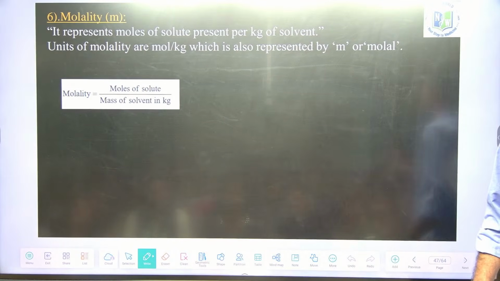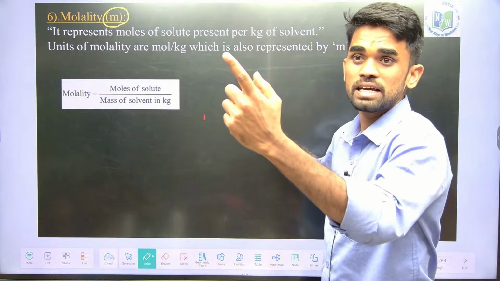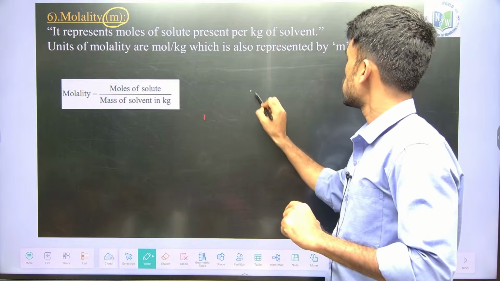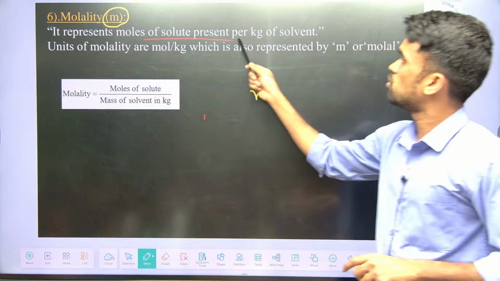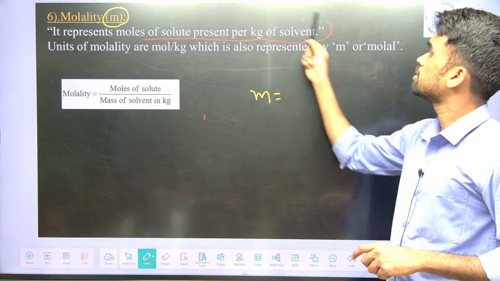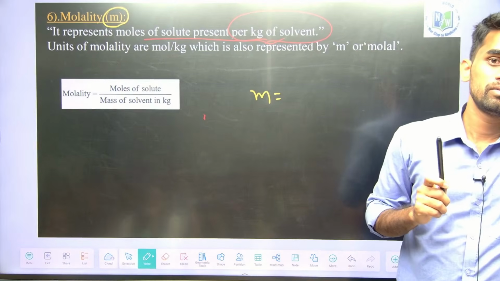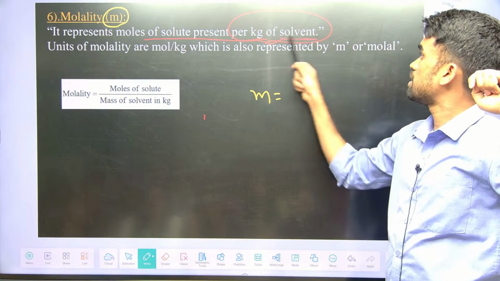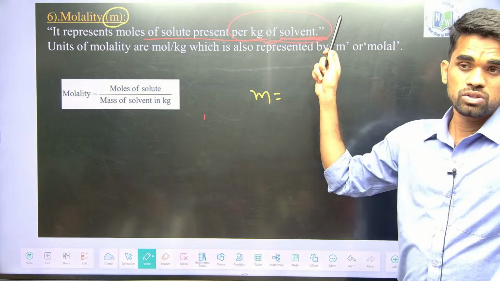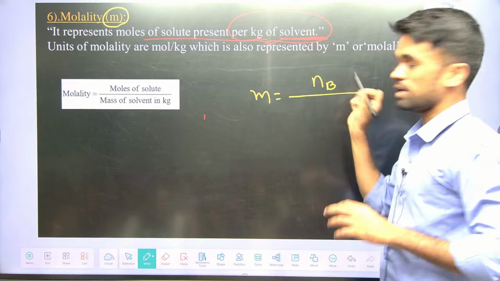Next term is molality. So the symbol is small m. Previously it is capital M, here it is small m. Molality represents the number of moles of solute present per kg of solvent. Previously it was per 1 liter of solution. Remember the difference: this is solvent, that is solution. So I can write number of moles of solute as NB.